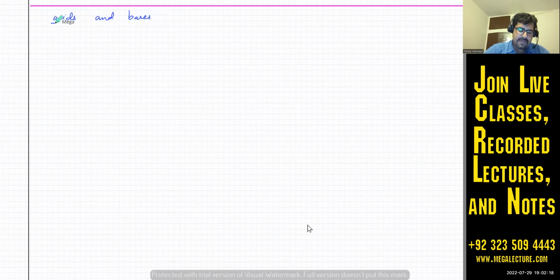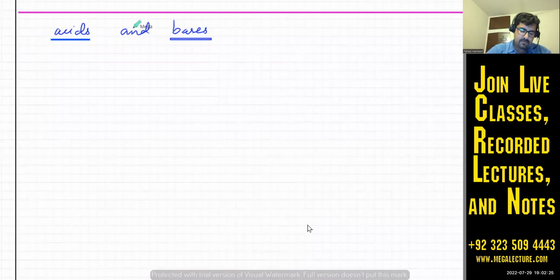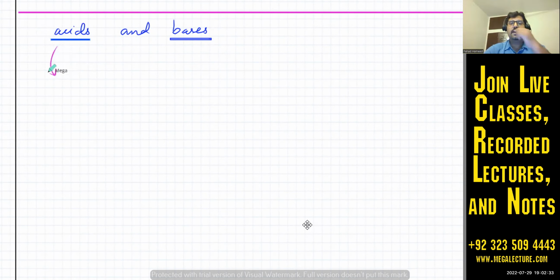I said definition of an acid, definition of a base. Does anyone know any definition of what an acid is, or what does it do? What are its properties? Tell me, what's an acid? Any idea, anyone? Ayan, Amna, Urba, Rabi, any idea what's an acid? Or any property or anything? Okay, what does it do?